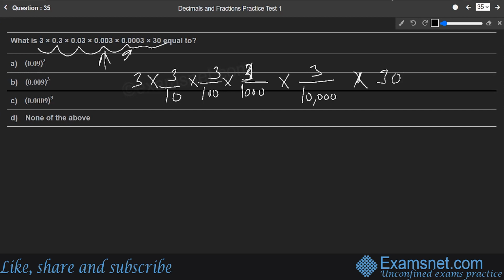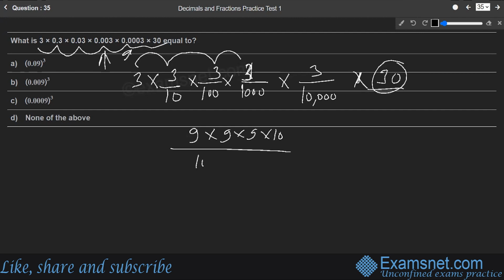This is how it is. The 30 can just be written as 30. So we can solve this. 3 threes are 9, then 27, then 81. So we can write 9 into 9 into 9 into 10 divided by 1000 into 1000 into 1000 into 10. This is how the expression looks, which is 9 by 1000 whole cube, and the 10 gets cancelled.